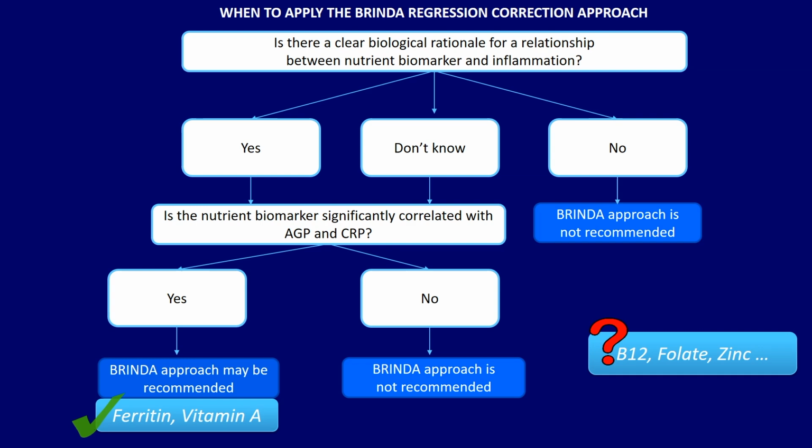To date, the BRINDA regression approach has been applied to ferritin. It has also been applied to serum retinol and retinol binding protein, two biomarker indicators for determining vitamin A deficiency. Currently, we do not recommend adjusting vitamin B12, serum folate, and zinc.